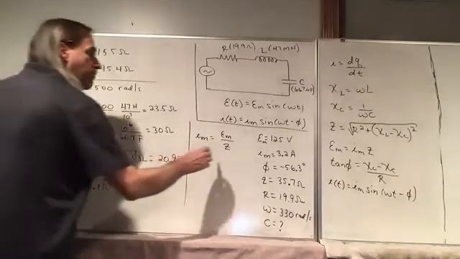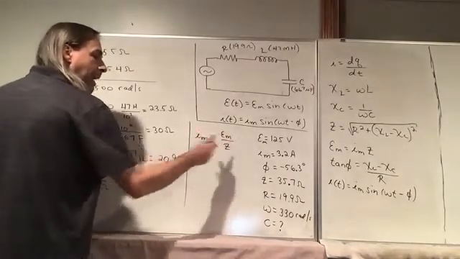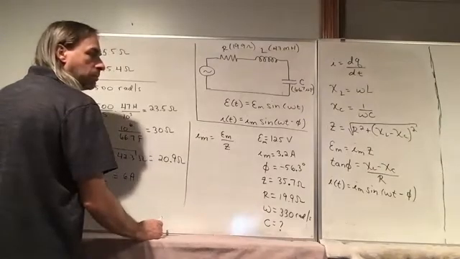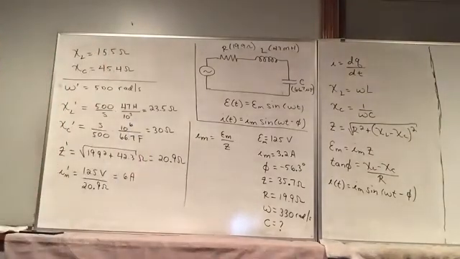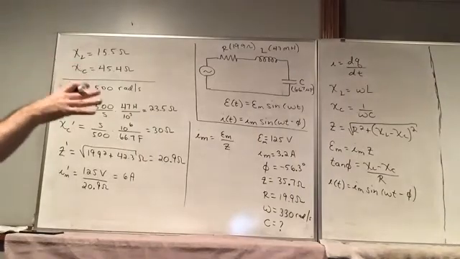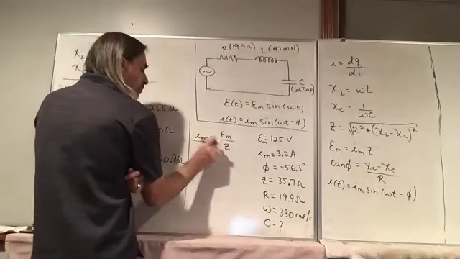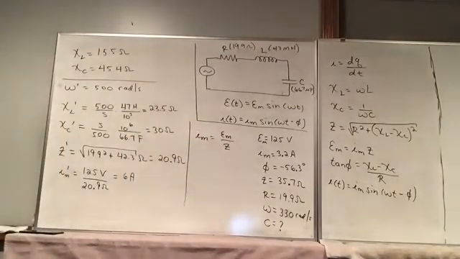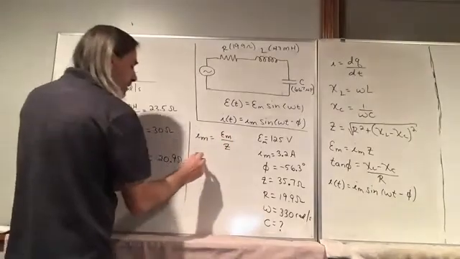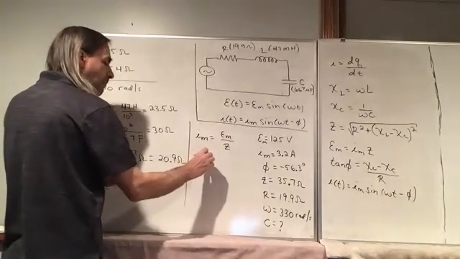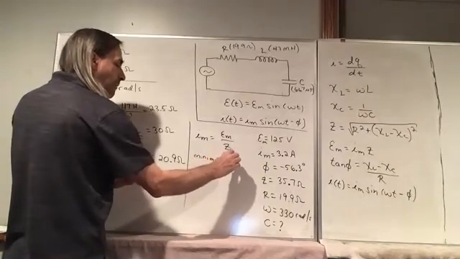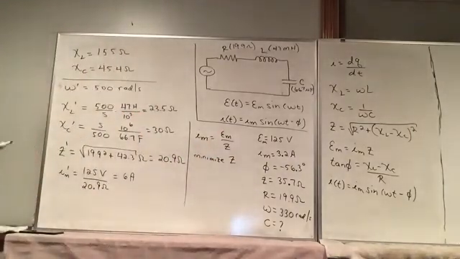So the goal is to maximize the peak current. So our goal is to minimize Z. Minimize the impedance. By making Z as small as possible, we'll get the highest current for a given input voltage. And so how do we minimize Z?